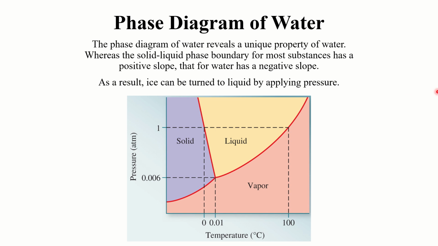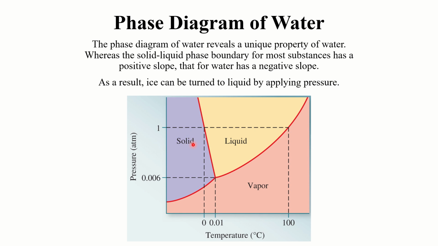One of the major reasons for this is think about how solid water is actually less dense than liquid water, right? Ice floats in liquid water. So as a result, ice can actually be turned to liquid by applying pressure. So this is a very unique property of water, where you can actually change it from a solid to a liquid by applying pressure, because the liquid water is denser than solid water is. Just a unique property of water.